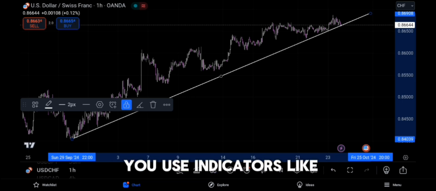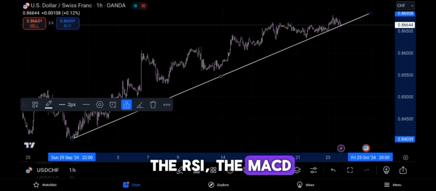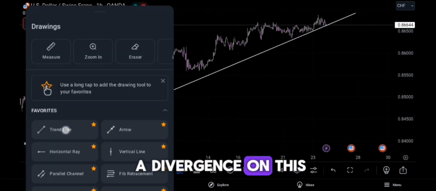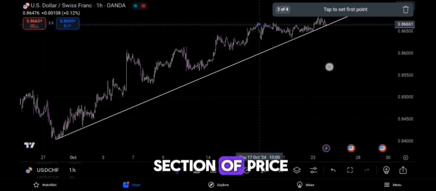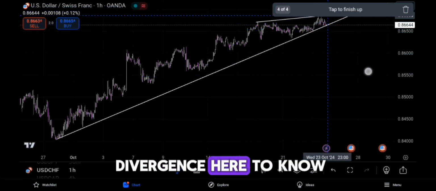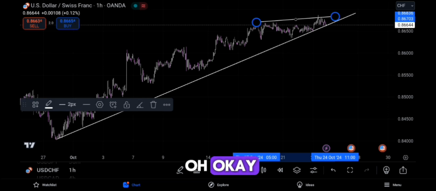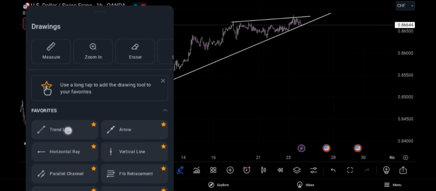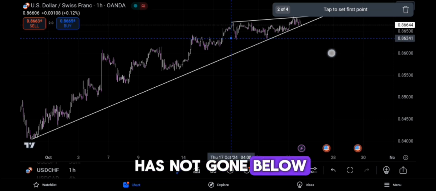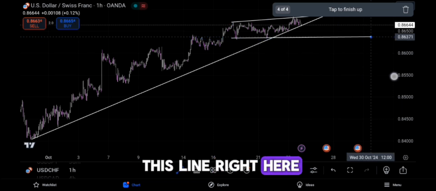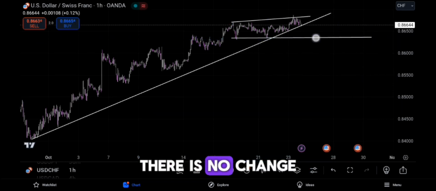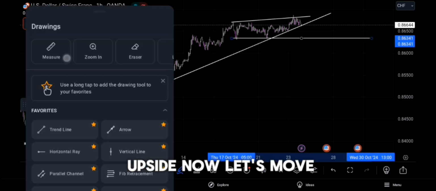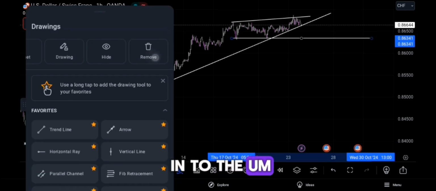If you use indicators like the RSI, the MACD, you can check for a divergence on this section of price. You can check for a divergence here to know, okay, price is about to turn, but nothing certain. As far as price has not gone below this line right here, there is no change of bias. So originally we are upside. Now let's move into the next segment.